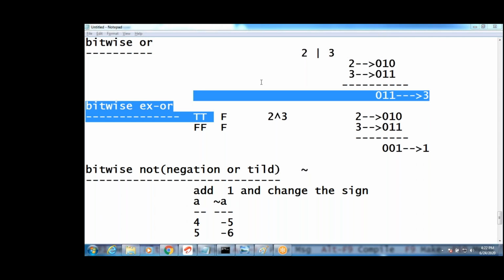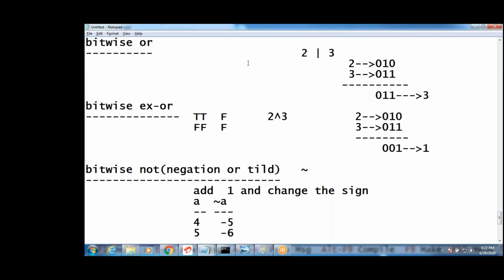Yeah, one example for negative values I will tell you, then you can understand. For negative values, what is the answer?